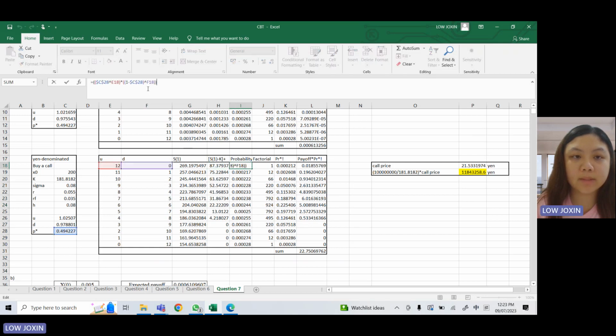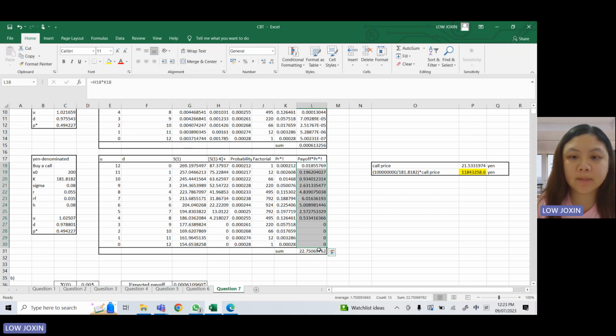And the probability, we do the same thing. We will have P power 12 and 1 minus P power 0. And this will be P power 11 and 1 minus P power 1. And we also have the factorial, and we multiply the probability with factorial. Then we multiply the payoff with the probability, and we sum up. So this is our expected payoff at time 1 for this call. So our call price will be the discounted expected payoff at time 1 to time 0.